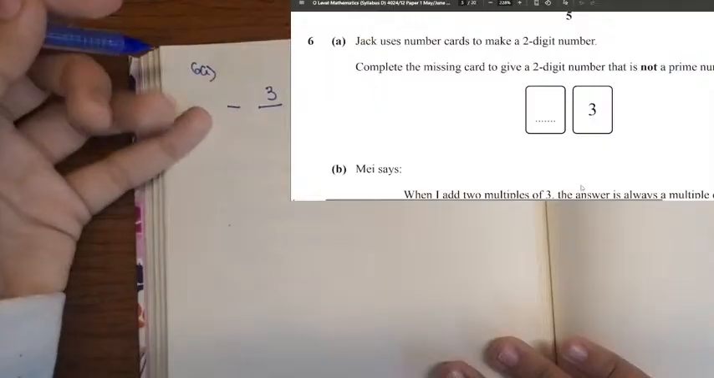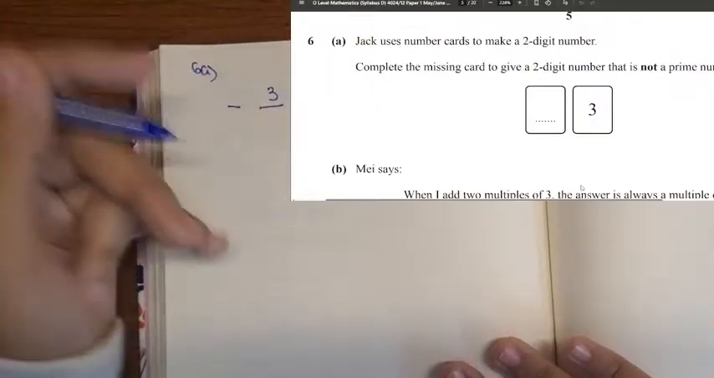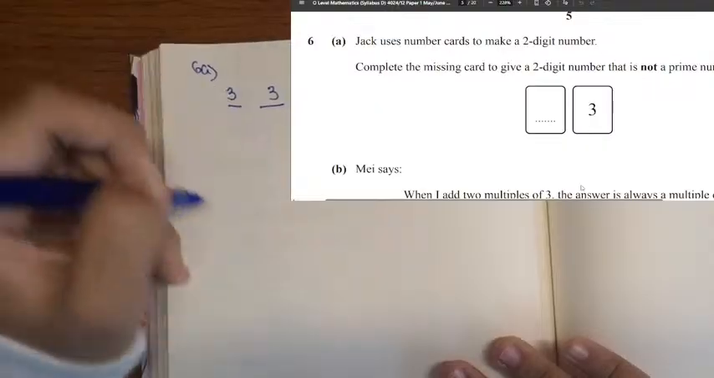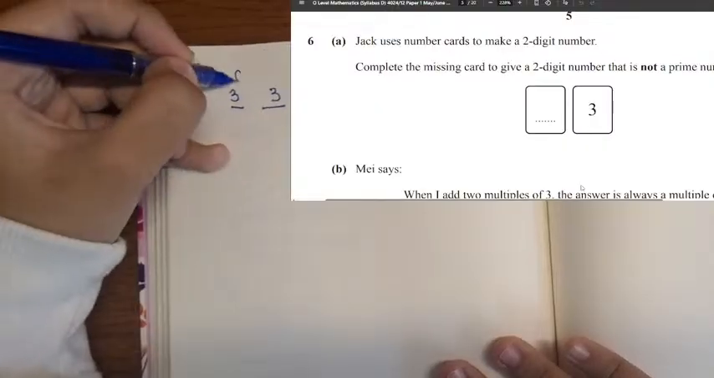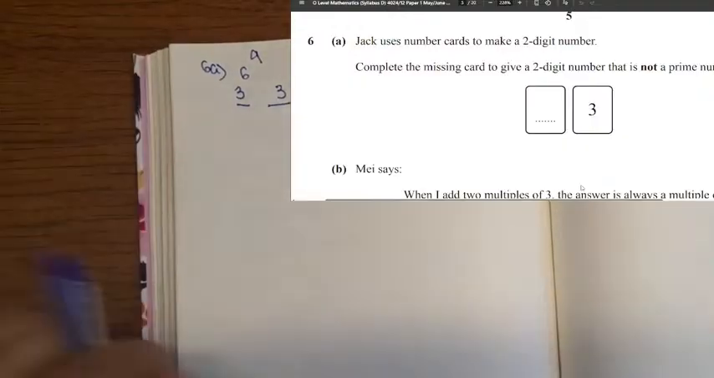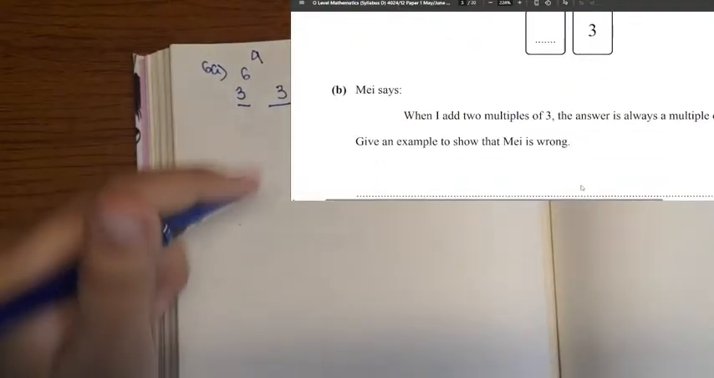And for a number to be divisible by 3, its digits have to add up to something that is divisible by 3. Or simply you can just place any multiple of 3 over here. 33 would be divisible by 3, 63 would be divisible by 3, 93 would be divisible by 3, and these are all not prime numbers. So all of these would be acceptable answers.